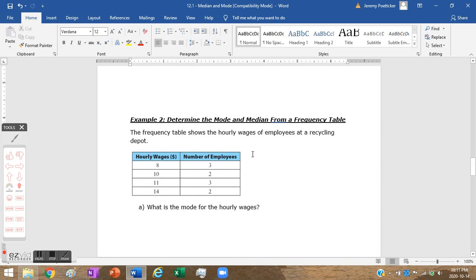We've got a bit of a frequency table here showing the hourly wages of employees at a recycling depot. So hourly wages of 8, there's 3 employees with that. Of $10 an hour, 2 employees there. $11 an hour, 3 employees. And 14, we've got 2 employees. So what is the mode for the hourly wages?